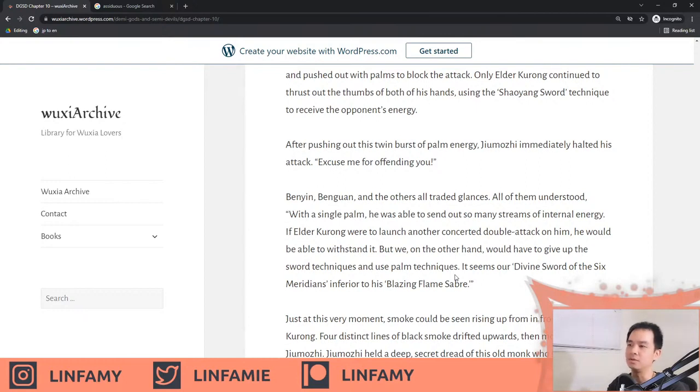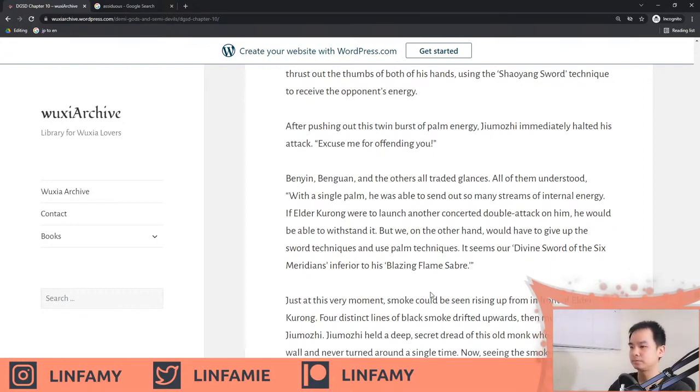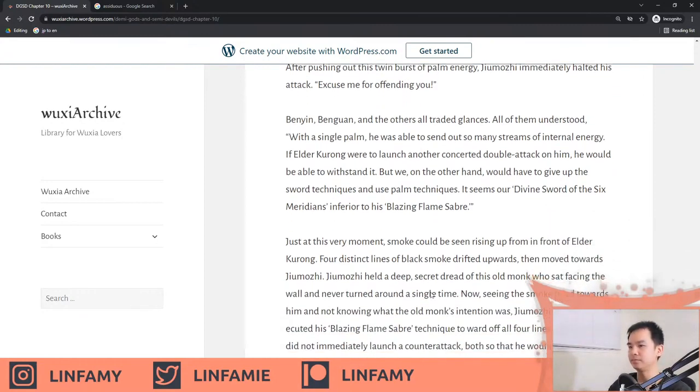Bunyin, Bunguan, and the others all traded glances. All of them understood. With a single palm, he was able to send out so many streams of internal energy. If Elder Kurong were to launch another concerted double attack on him, he would be able to withstand it. But we, on the other hand, would have to give up the sword techniques and use palm techniques. It seems our divine sword of the 6 meridians is inferior to his blazing flame saber.